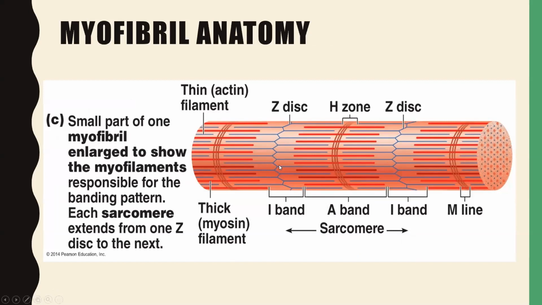We already saw the I band is the light part and the A band is the dark part. When we go from the middle of one I band, where that thin dark line was, to the next thin dark line in the middle of an I band, we have a unit called a sarcomere. So the sarcomere goes from this zigzaggy line called a Z disc to an adjacent Z disc. This is one sarcomere, one unit of shortening along a myofibril.